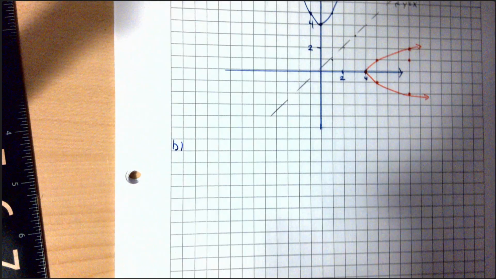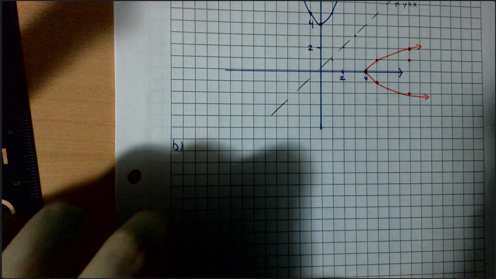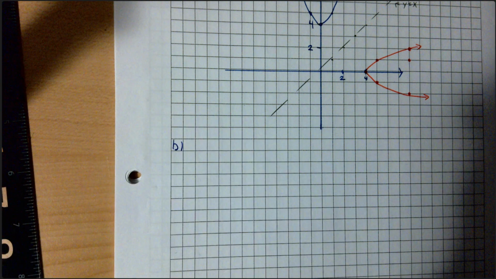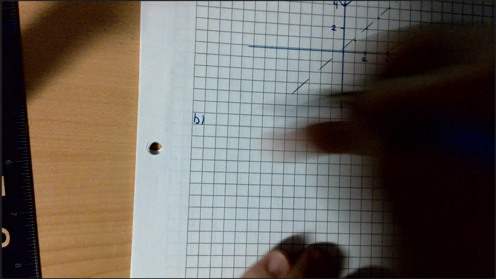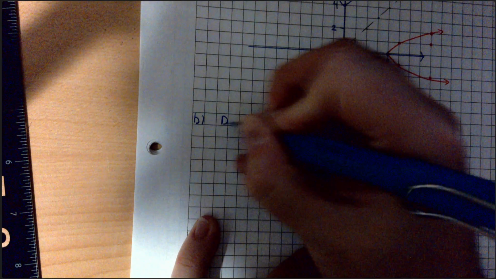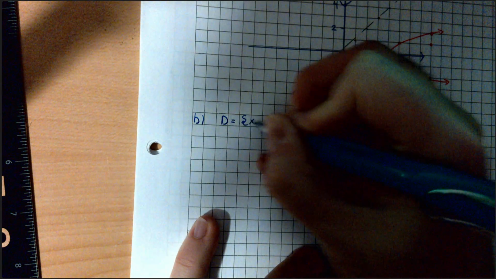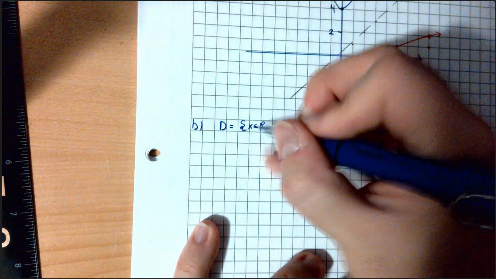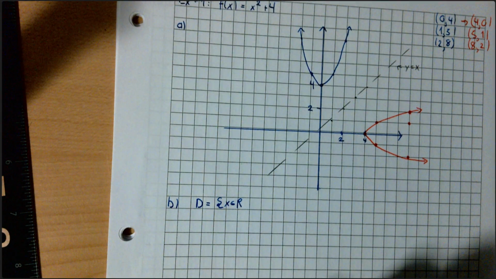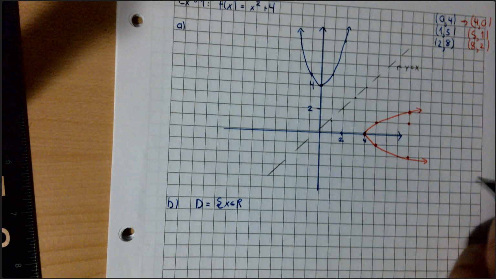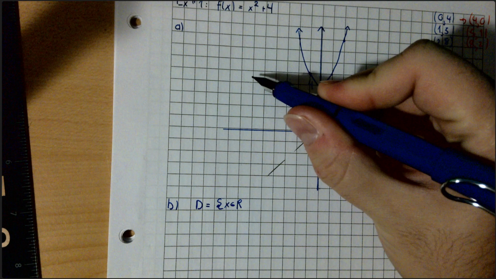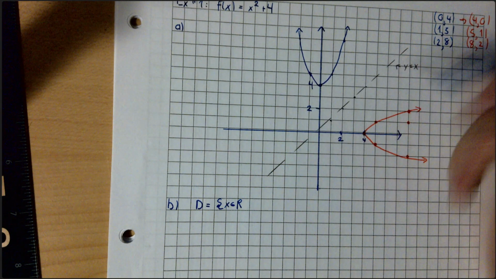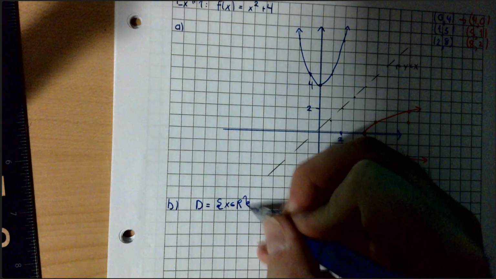Part B asks us to state the domain and range of both the original function and the inverse relation. So I'm going to write in blue for our original function. We've got our domain, that x is an element of the real numbers, and let's see if I have any restrictions. I don't, right? There's no value for which my function is going to be undefined. I can go all the way to the left toward negative infinity, all the way to the right toward positive infinity, so my domain does not have restrictions.